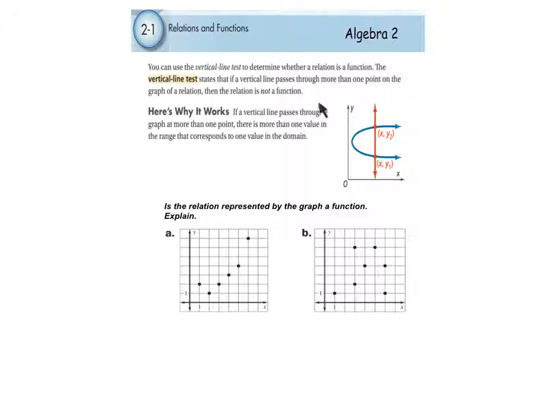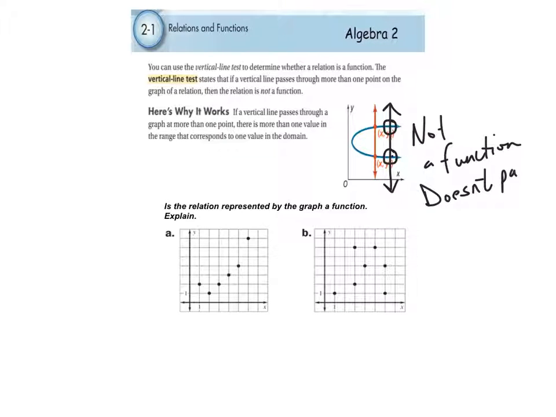So you see here, this is an example of a curve. A vertical line is a line that goes straight up and down. So if I were to draw a line that goes straight up and down through the graph, you'll notice it hits it once there, it hits it once there. It hits it more than one time. Sorry, you're not a function. Why? It doesn't pass the vertical line test.